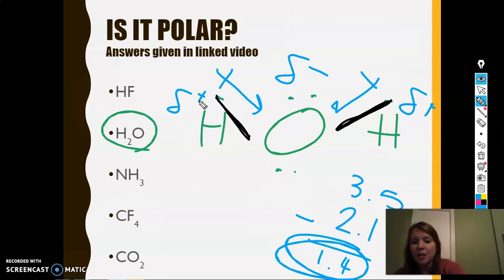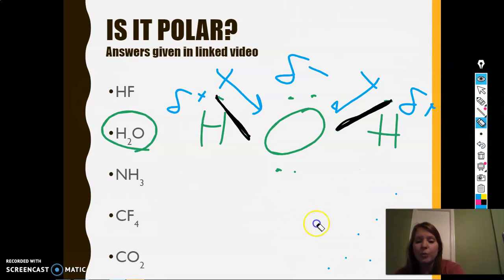Okay, so let's look at the molecule now. So when we look at the molecule, please understand, guys, if the bonds aren't polar, the molecule's not polar. Think about tug of war. If nobody's pulling on the rope, will anyone ever win? No. So we are pulling on our rope here because our bonds are polar. So we have to look and see if we're symmetrical.